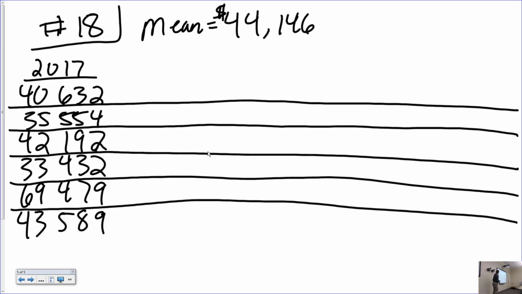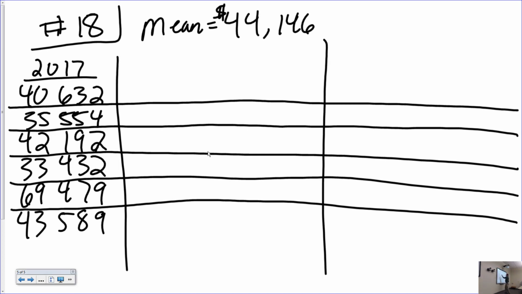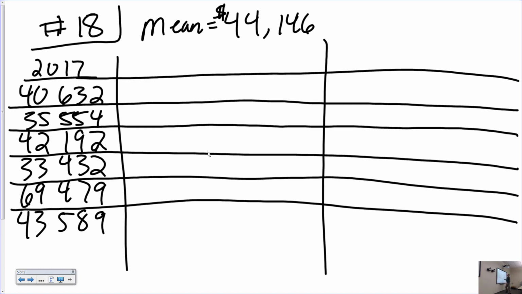So what am I going to do now that I have the mean? Subtract it from each one of the numbers. Exactly. So what's 40,632 minus 44,146? Negative 3,514. Yes. All right, now how about the next one?